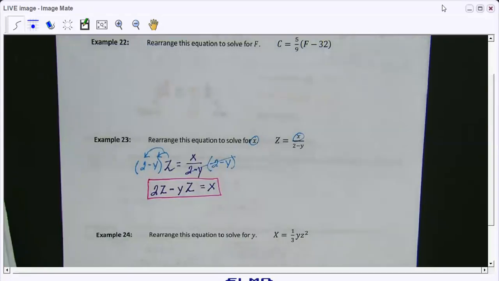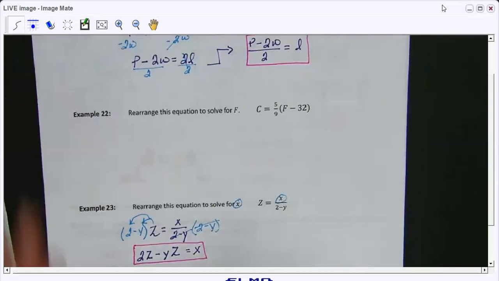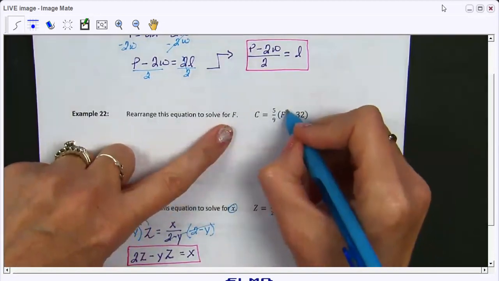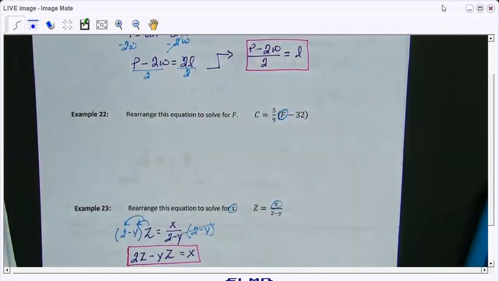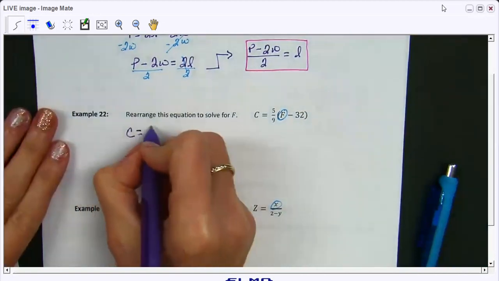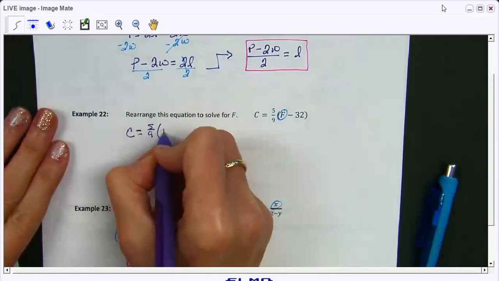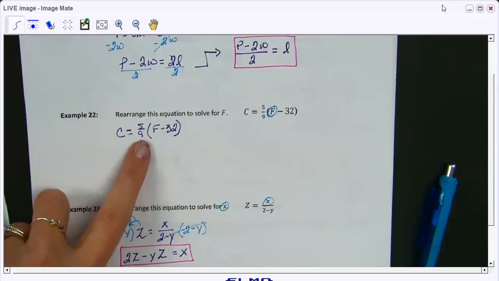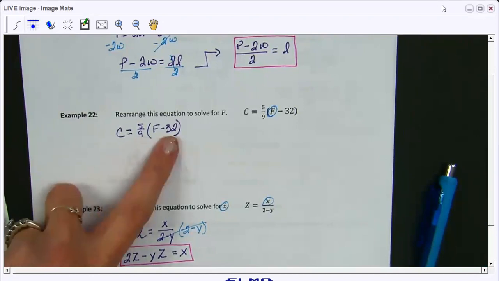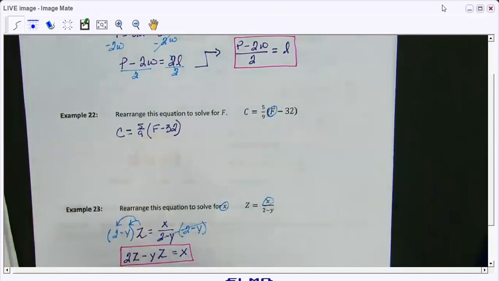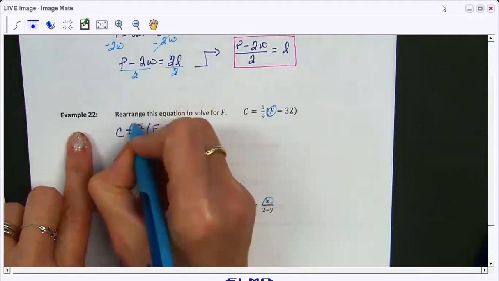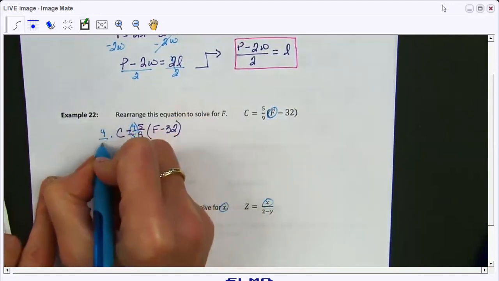Okay, we are going to go back up to example 22, and we're going to solve this one. This is wanting us to rearrange the equation for F, so we want to isolate that variable. Okay, so I'm going to rewrite the equation. Sometimes people will distribute the 5/9, but we want to get rid of the 5/9 first. Then we're going to get rid of the -32. So again, we multiply by the reciprocal, and we do that on both sides.